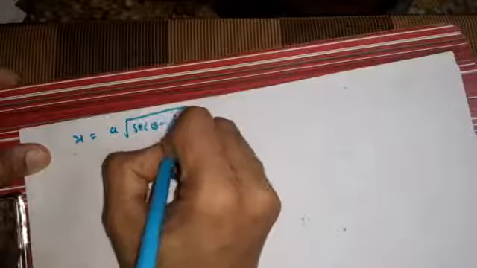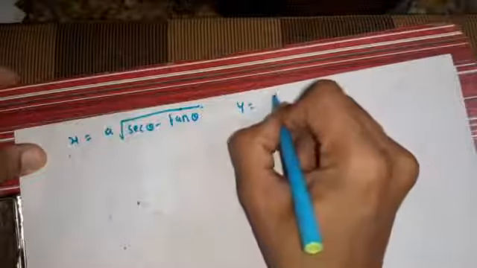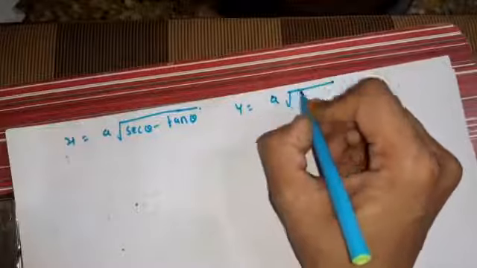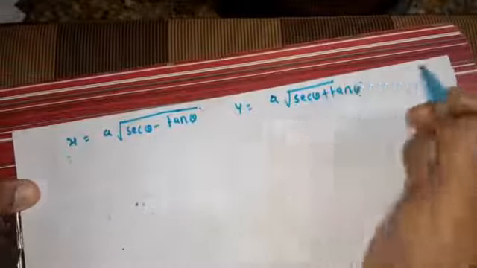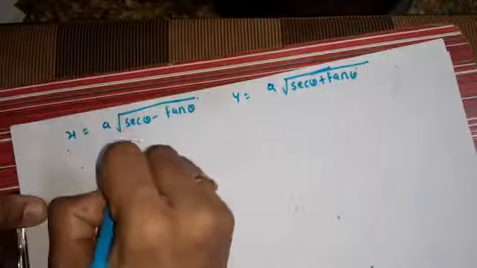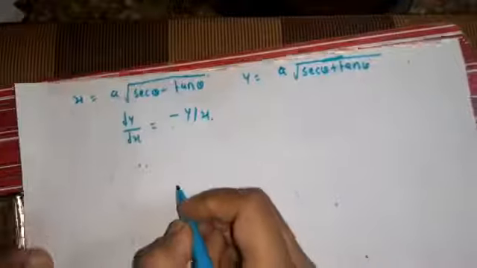The first one is: if x equal to a into sec theta minus tan theta, y equal to a into square root of sec theta plus tan theta, then show that dy by dx equal to minus y upon x. This is the first problem.